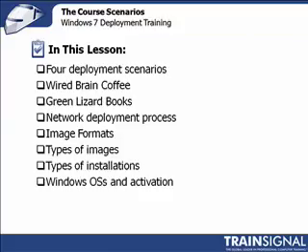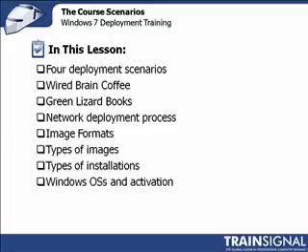In this lesson, I'm going to start with 4 different deployment scenarios. We'll cover each one so you understand the differences between them. Then, I want to talk a little bit more in detail about Wired Brain Coffee Corporation and Green Lizard Books, what their corporate needs are for deployment, and how we're going to help them meet those needs. Then, I'll get into the network deployment process.